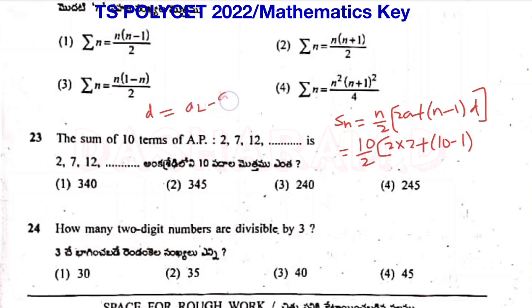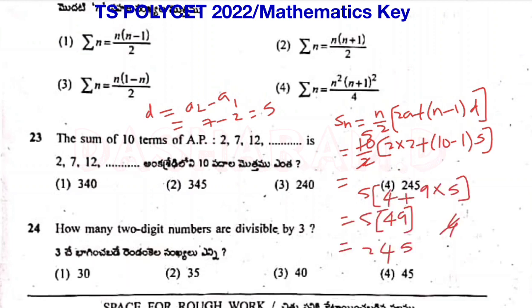D means the formula a2 minus a1. a2 is 7 and a1 value is 2, so that is 5. So into 5, it is equal to, here 2 ones are 2, 5 twos are 10, so the answer is 245. Option 4 is correct.